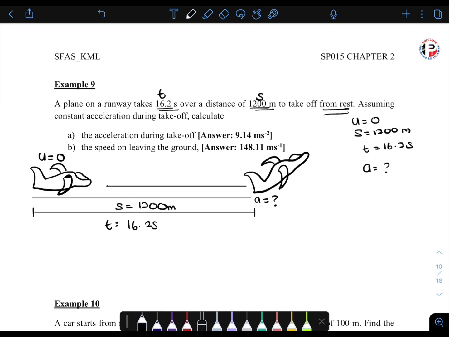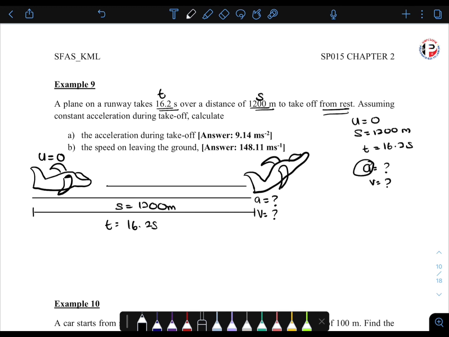And then the next question is, what is the speed on leaving the ground, which is the speed before it leaves the ground, before it starts to fly. You want to know the velocity here. So we have 2 questions here. Looking at the first question, the acceleration during takeoff. The acceleration at this particular point before it takes off is actually the same as the acceleration throughout as it travels across the runway, because this is constant acceleration. The question states that it is having a constant acceleration. So the acceleration will be the same throughout the journey. And also our syllabus is on uniform accelerated motion, so the acceleration is uniform here.